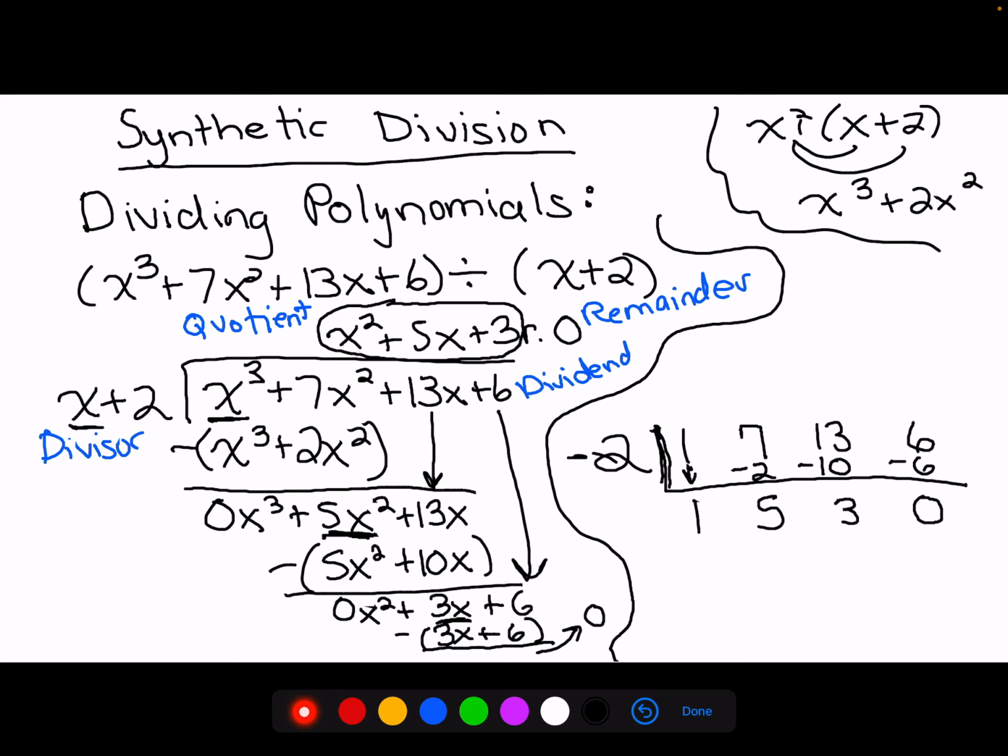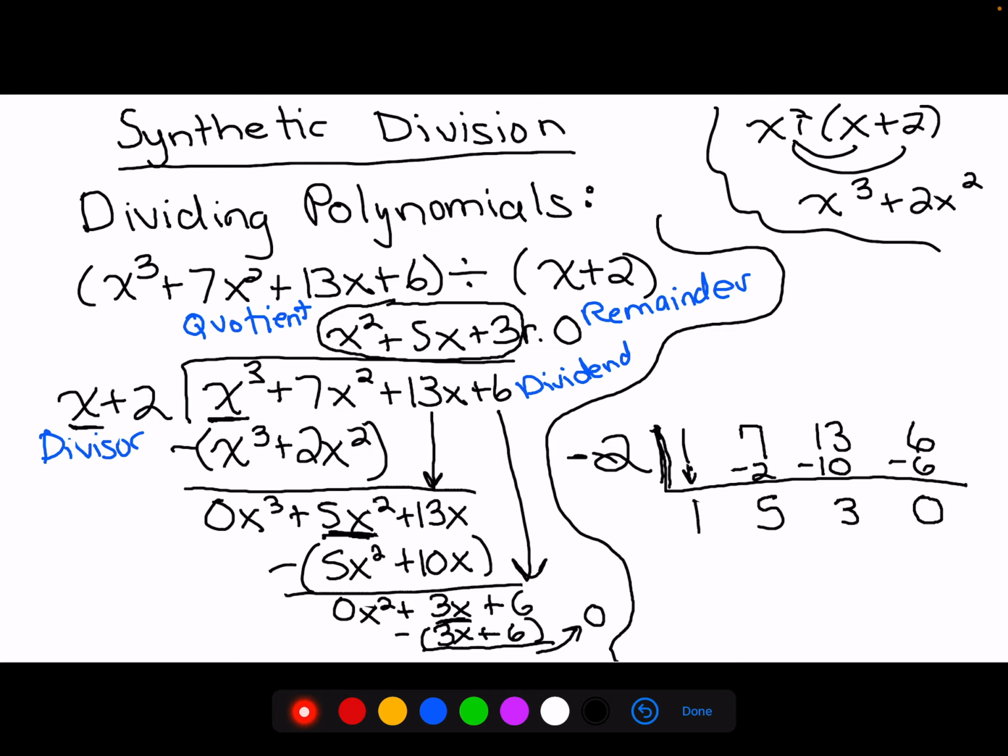Now with synthetic division, we're focusing on using a lot of the coefficients of the dividend, and it translates to the quotient also giving us the coefficients, those numbers that go in front of the variables. So now to write out the answer, we just keep in mind that those are our coefficients and then fill in the variables.